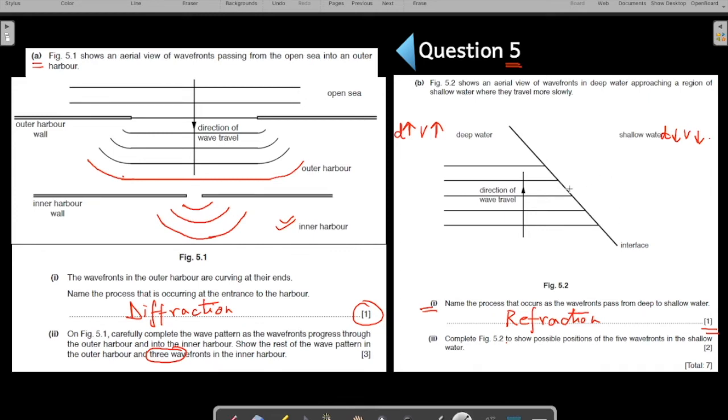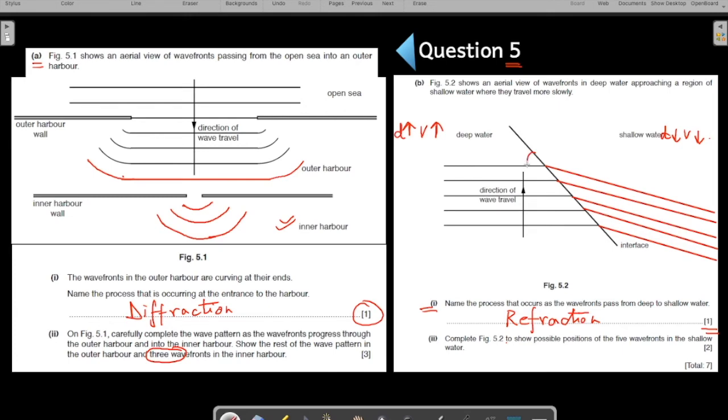They will be bending towards the barrier. Let me use the black ink. I do not have the option for the black ink. So they will be bending towards the barrier. Bend them towards the barrier like this. Each of the wavefronts, you can bend each of the wavefronts towards the barrier. Bending means the angle with the barrier is going down.